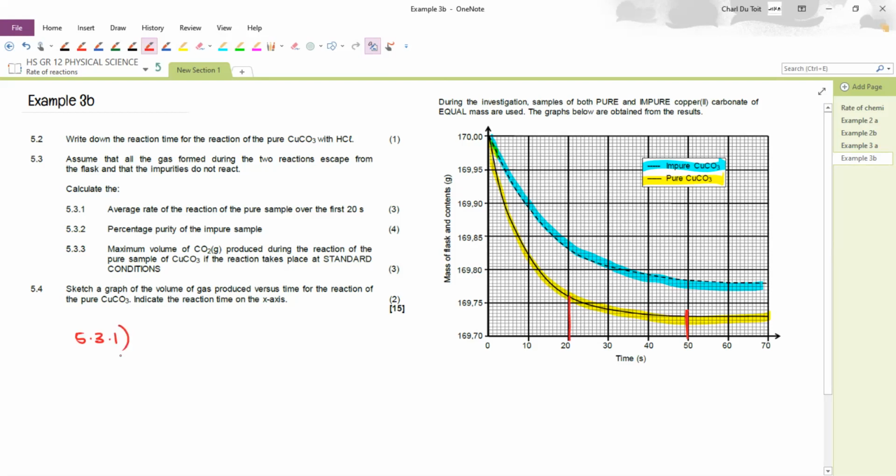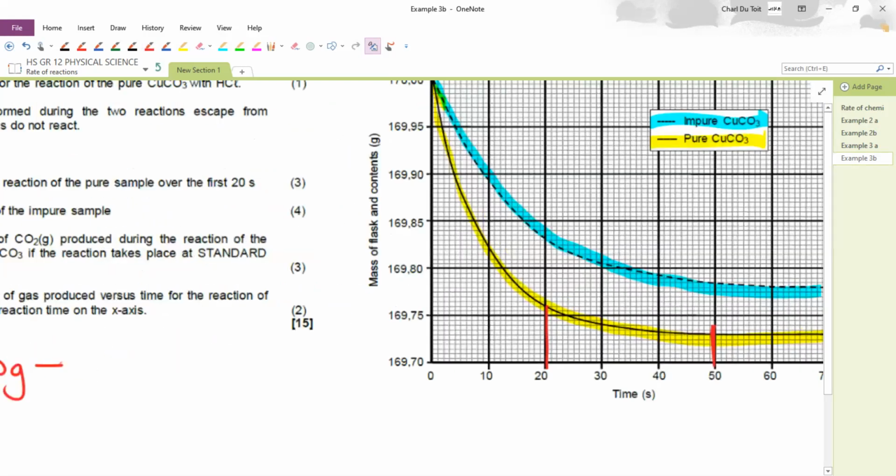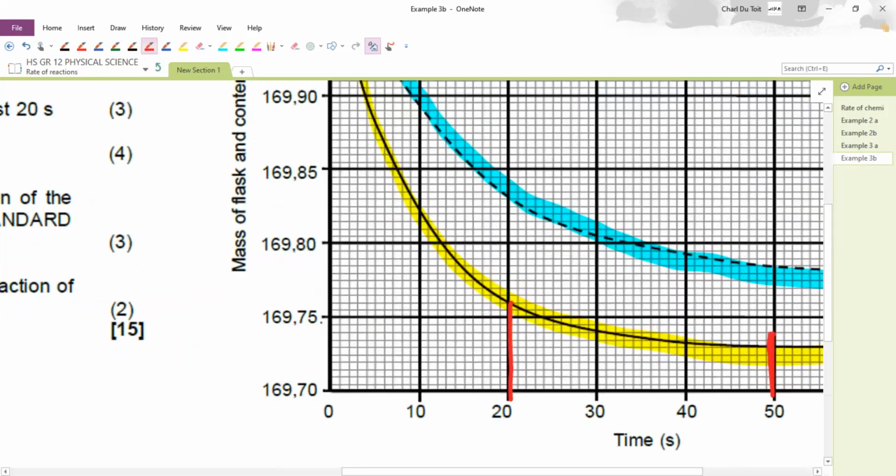5.3.1. First thing we need to do, we probably need to find out how many grams of gas forms in the first 20 seconds. Okay, so we started off with 170 grams, and after 20 seconds, now I'm going to have to make this graph bigger. So that's 69.75, and then 1, 2, 3, 4, 5, 6, 7, 8, 9, 10. So each one of those lines is 1. 2 of those lines is 1. So that line there is 76 at the end. Do you agree? 76, 77, 78, 79, 80. Yeah.